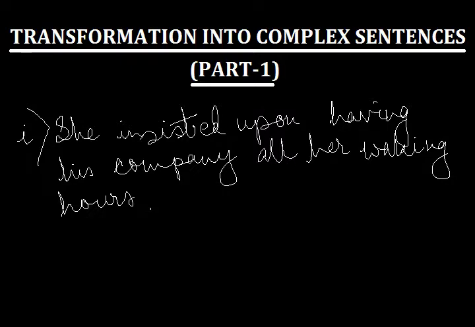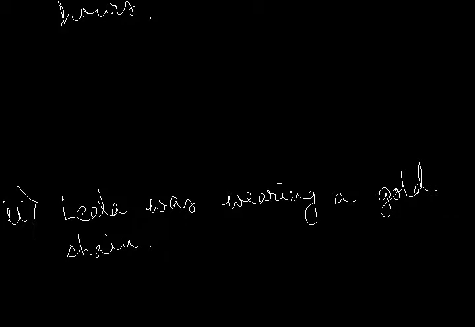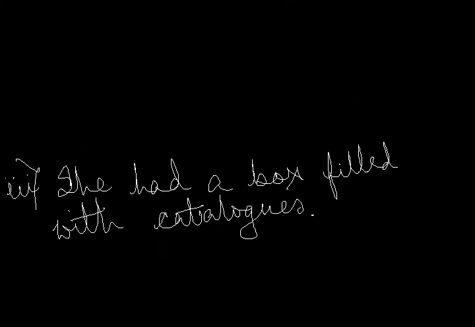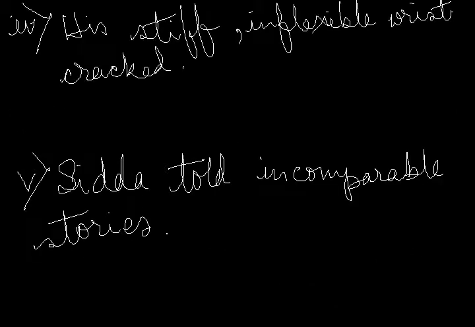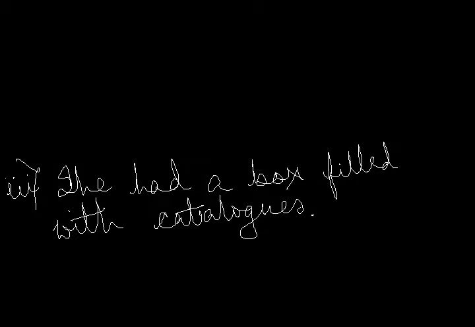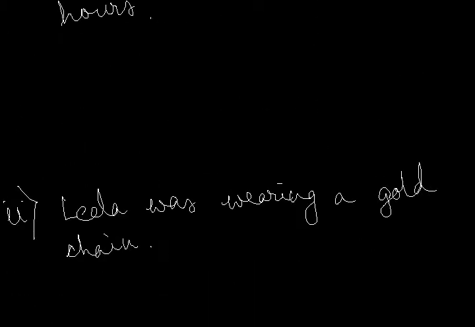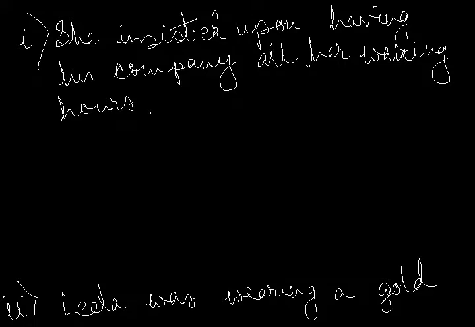Now, let us first read these sentences that I have chosen for you. Number 1, she insisted upon having his company all her waking hours. Number 2, Leela was wearing a gold chain. Number 3, she had a box filled with catalogs. Number 4, his stiff, inflexible wrist cracked. And number 5, Siddha told incomparable stories. For people who have read this story, they have already probably identified that I have chosen all these sentences from a story by R.K. Narayan, which is Leela's friend. And now let us see how we can transform these sentences into complex.